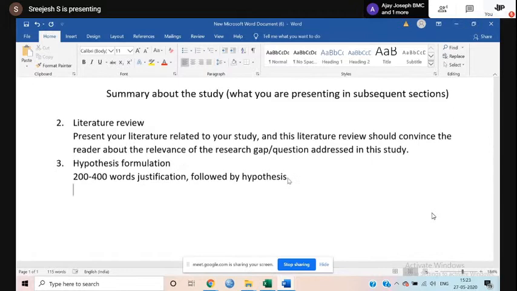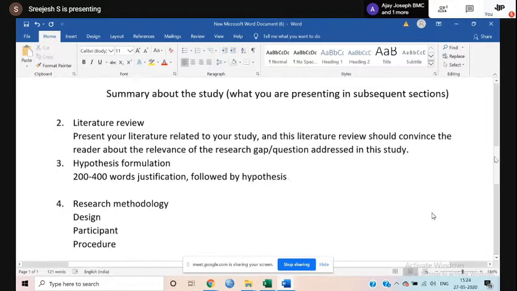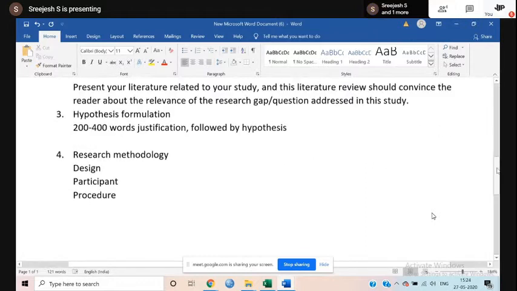And now the fourth section is actually research methodology. In research methodology, you need to say the design. What kind of design are you using? Your participants, your procedure, right? These three things should be there in your study.